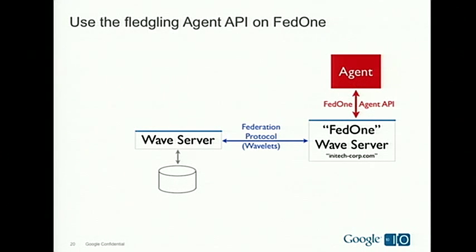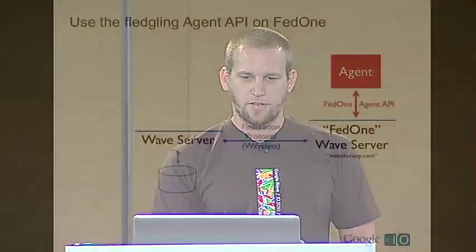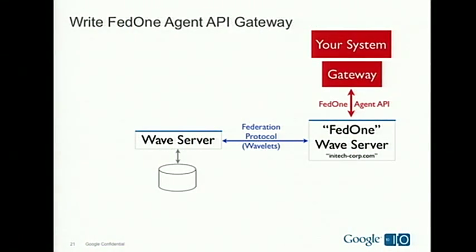The Fed1 server, as we've released it, has a fledgling agent API. This will hopefully eventually converge to what we have in our production servers, the robot APIs, as we call them. We've got a few agents already implemented, and this might be another way in which you can interact with Wave. The same API can be used to bolt on a gateway. So this gateway would be translating between your system, whatever your backend system is, and the Fed1 Wave server.